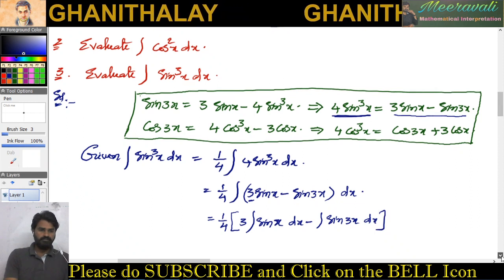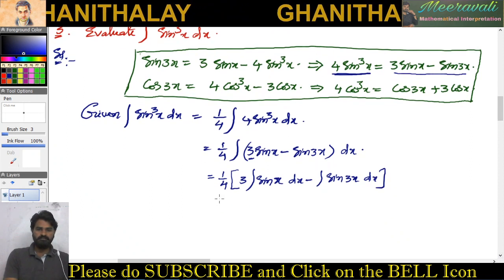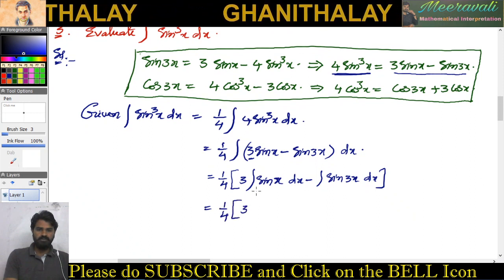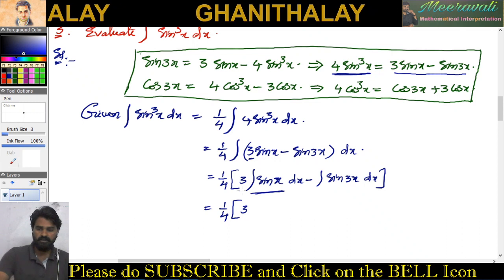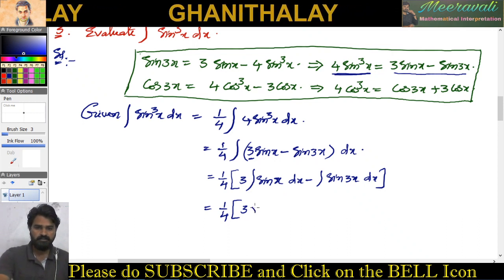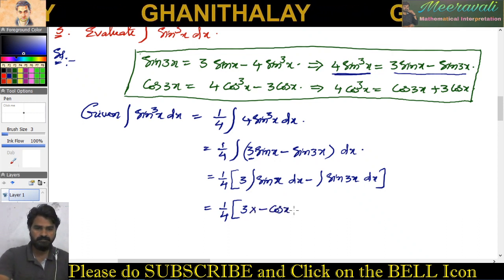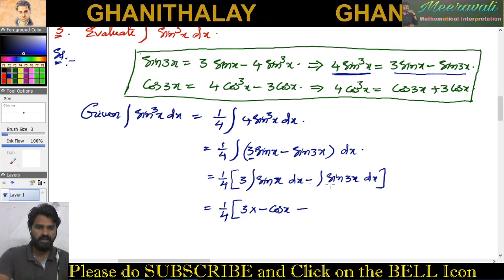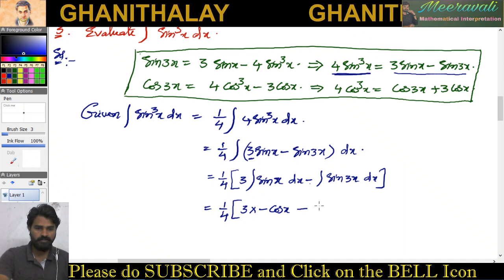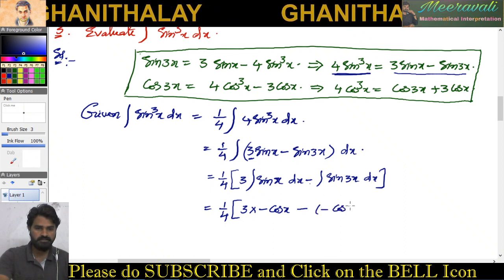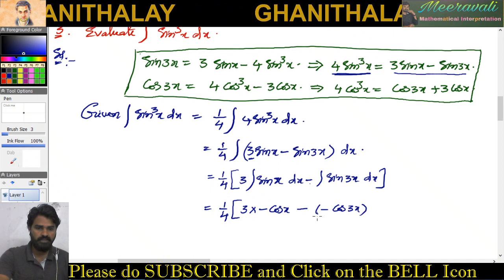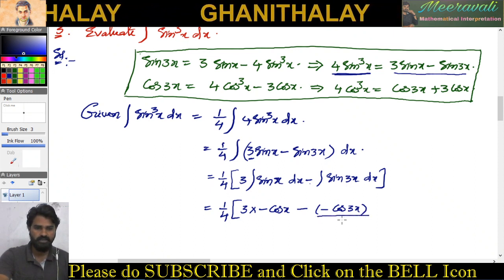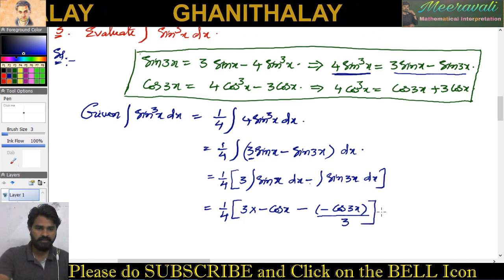So now you can write the formulas here. 1 by 4 into 3 integral sine x. The integral of sine x is minus cos x. Next, minus integral sine 3x is there. You can write the integral sine formula. What is that? Minus cos 3x. After completing the formula, you can write the x coefficient. What is that x coefficient? By 3. Okay, plus c.